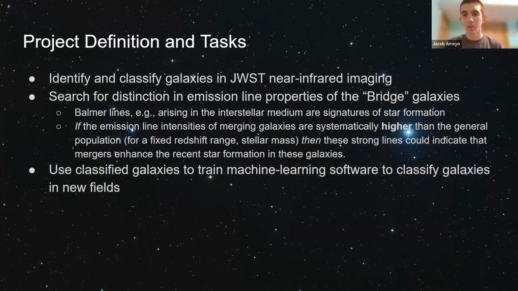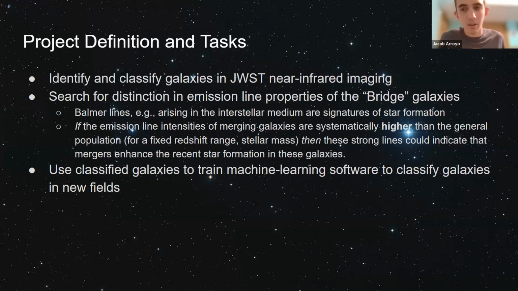One of the things we looked at were the Balmer lines, which arise in the interstellar medium as signatures of star formation, and that's based around the energy levels of the hydrogen atoms that have varying numbers of electrons, and so those emissions can tell us a lot about star formation.